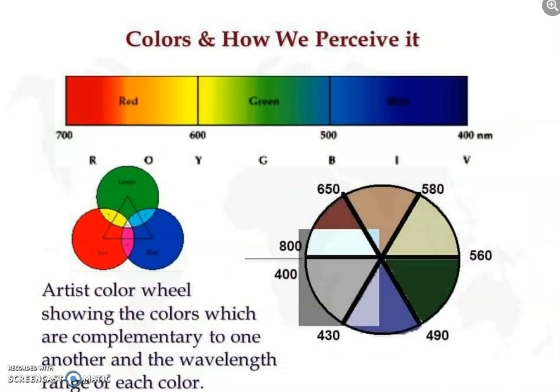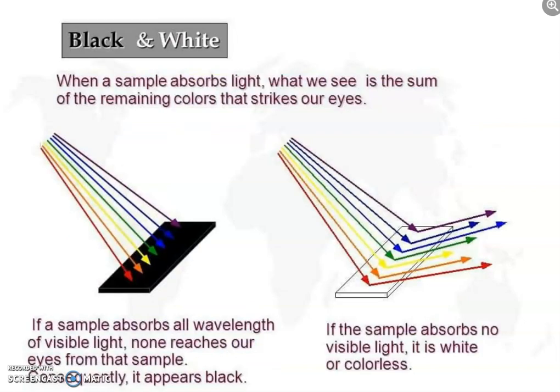Now, color and how we perceive it. You can see an artist's color wheel showing the colors which are complementary to one another and the wavelength range of each color. So, black and white. When a sample absorbs light, what we see is the sum of the remaining colors that strike our eyes. If a sample absorbs all wavelengths of visible light, none reach our eye from the sample. Consequently, it appears black. If a sample absorbs no visible light, it is white in color.